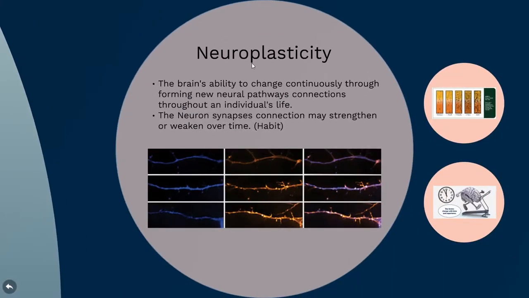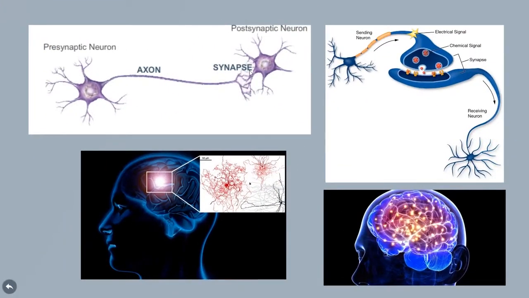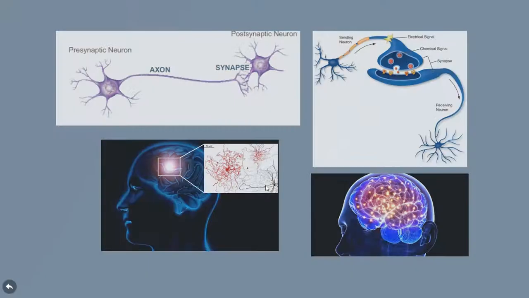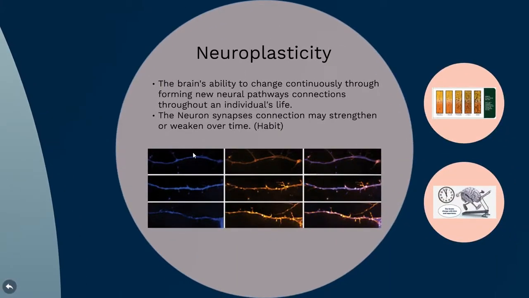So what is neuroplasticity? Neuroplasticity is the brain's ability to change continuously throughout life and form new neural pathways and connections. Do you see all these connections? Neuroplasticity is a field that says neurons are connecting with other neurons, and it's always changing within a lifetime. The neural pathways are always changing, as you can see.